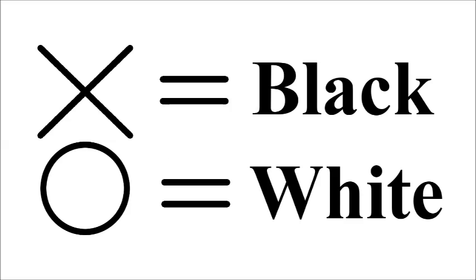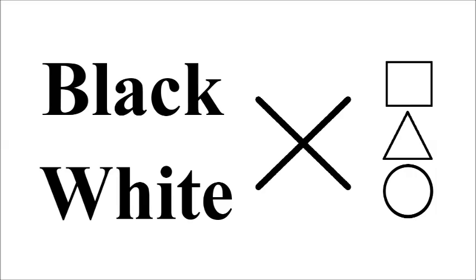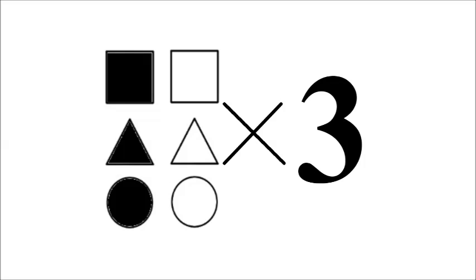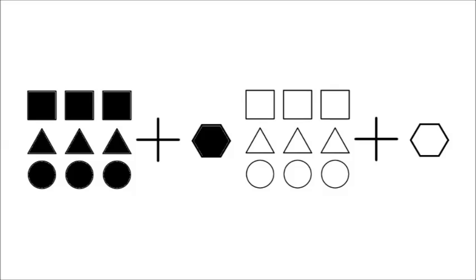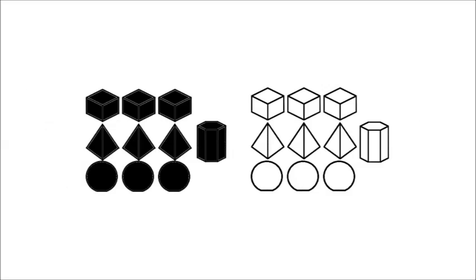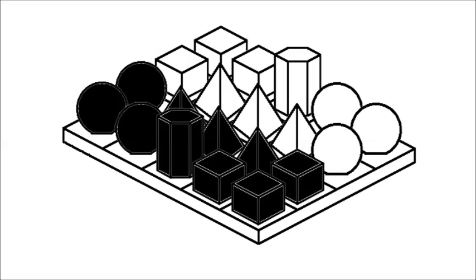The pieces were derived from X's and O's. X's are considered to be black, and O's are considered to be white. Black and white was then distributed against the 3 most basic geometric shapes of the square, the triangle, and the circle. The results were then multiplied by 3, and 2 sets of 9 pieces were created. A single 10th piece was then added to each set, and the final results were these 2 sets of 10 pieces. This is how the pieces appear in the construct.